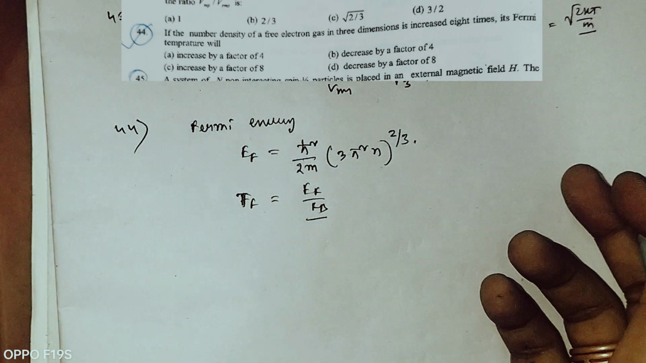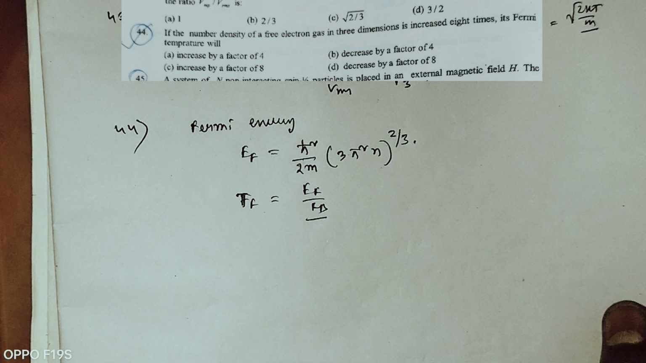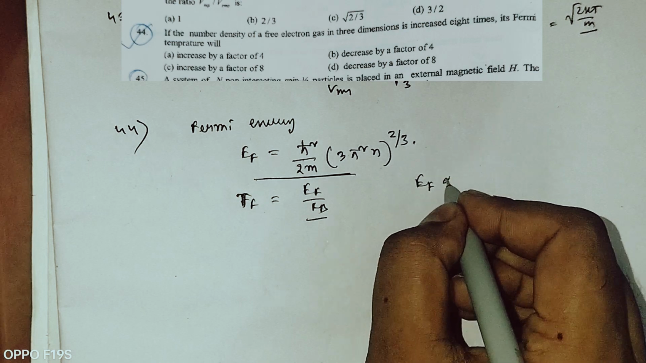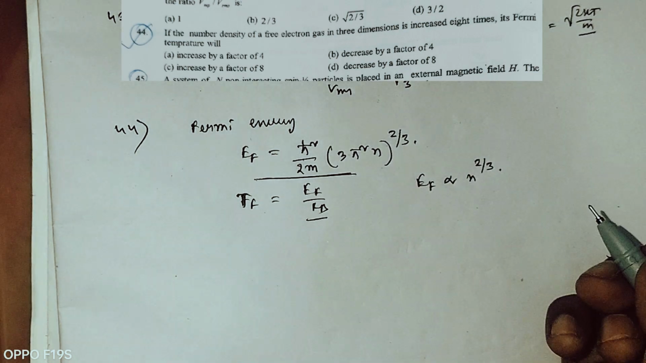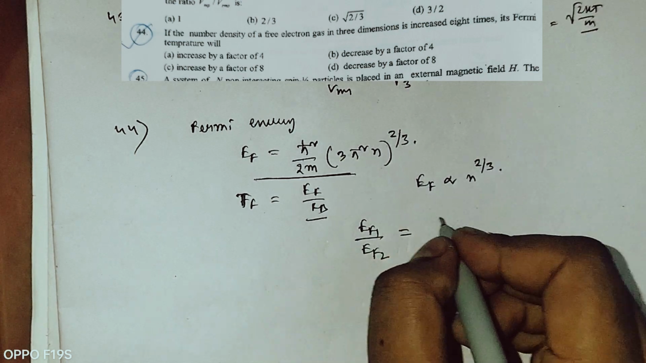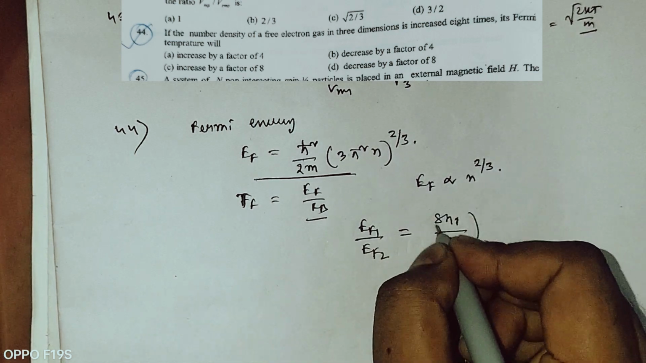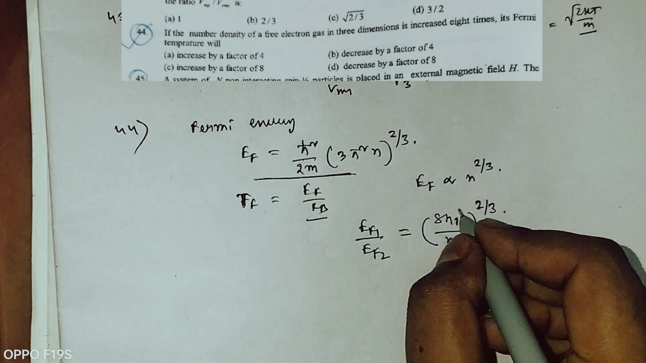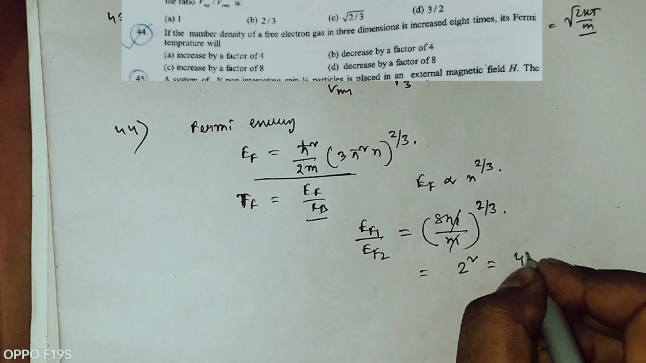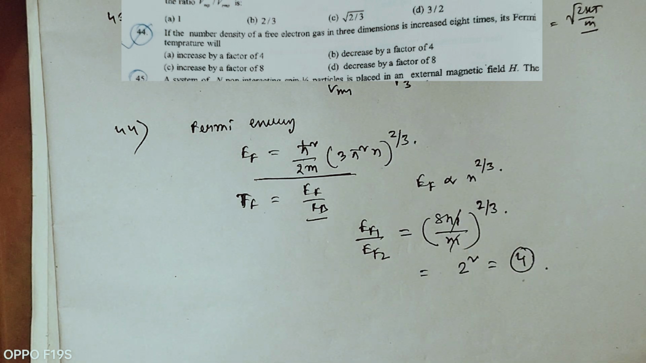Finally, substituting this you can find the mean energy U equal to 3 by 5 E_F. Pressure, you can find the pressure P equal to 2 by 5 n E_F, etc. So I just need this equation. So here we can write E_F varies as n to the power 2 by 3. Now you can find easily E_F1 by E_F2 equal to 8 n1 by n1 whole to the power 2 by 3. So this n1 will be cancelled out, and 8 I can write as 2 to the power 3, so 2 to the power 2 equal to 4. Fine. So the answer is increased by a factor of 4. Right.